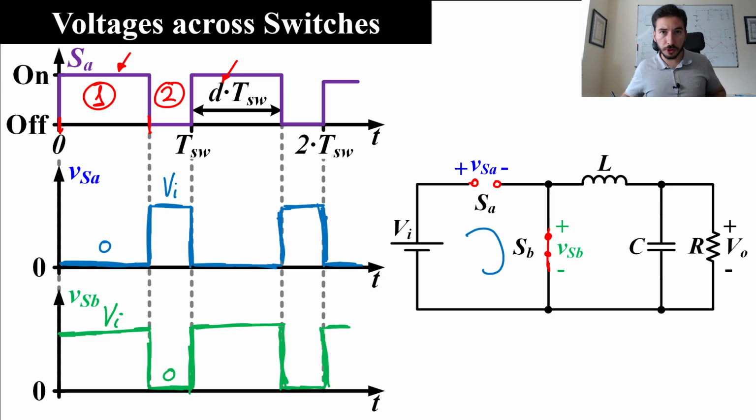Well, so the conclusion in this first analysis is that if we have to choose the switches, we must ensure that they are able to block the input voltage. Okay, so this is something that we will use in the future.